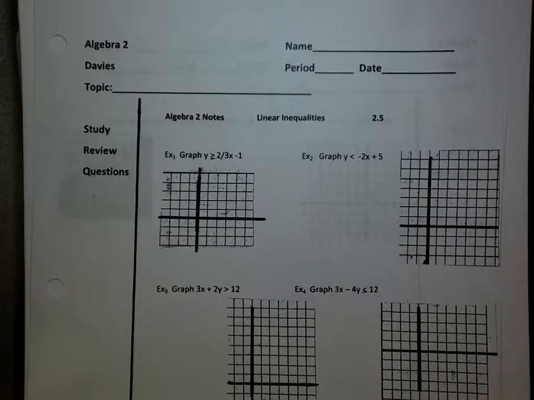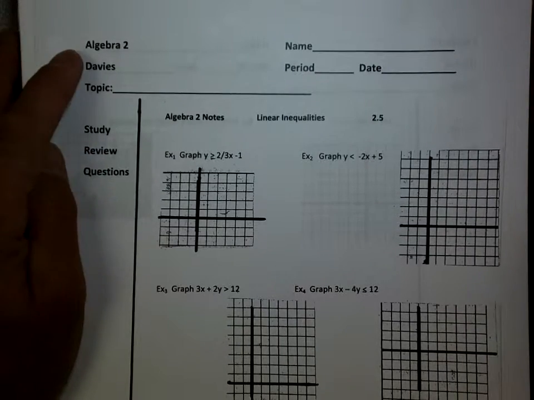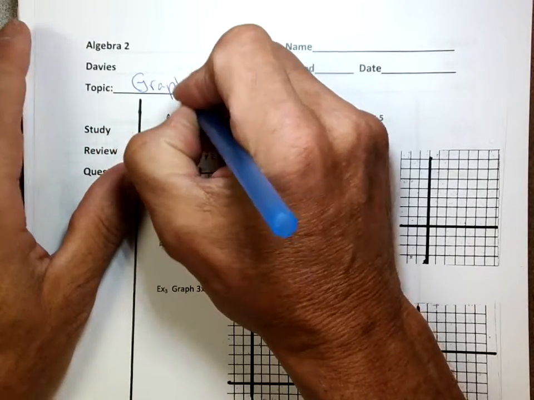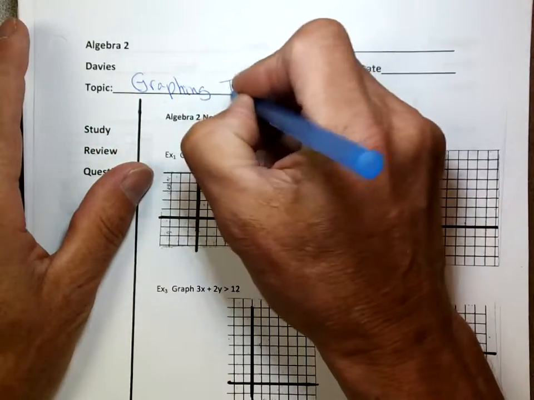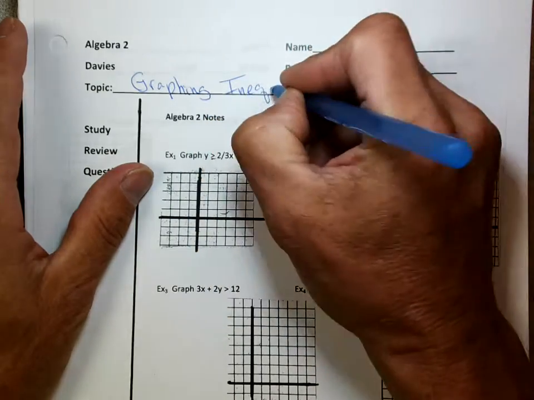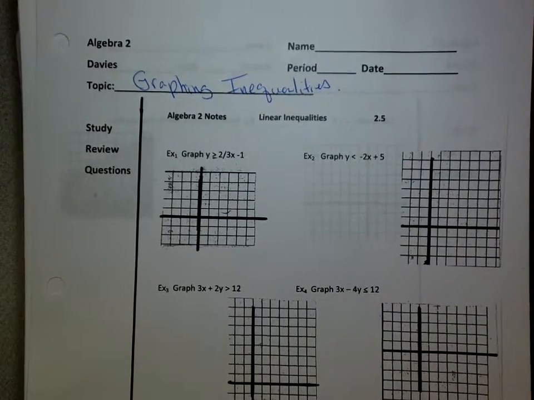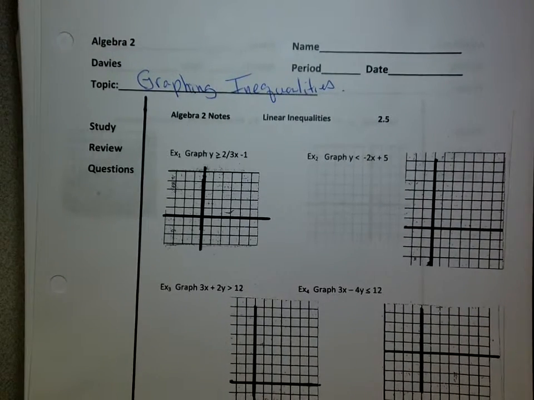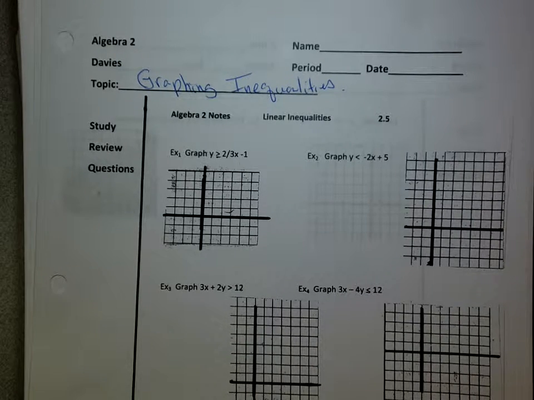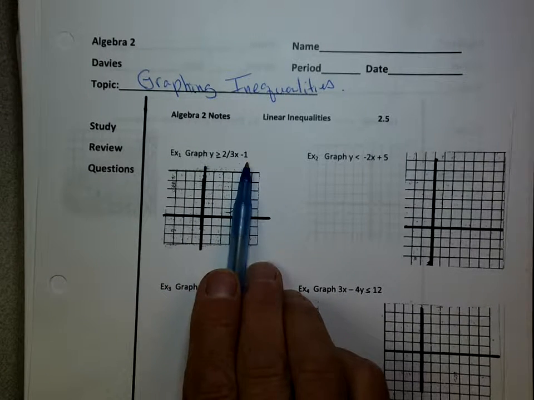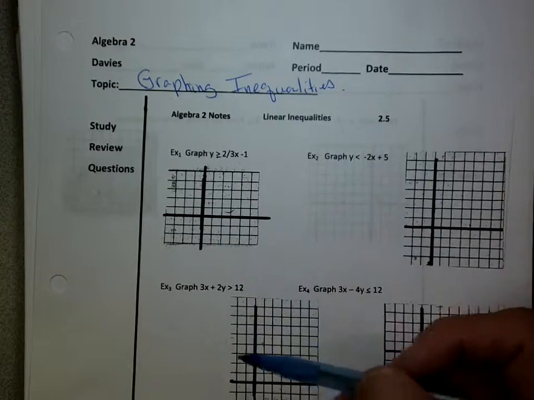So let's take a look at today's lesson, lesson 2.5. It has to do with graphing inequalities. The thing about graphing inequalities is we're going to shade. I don't know if you guys remember doing this in algebra. We're going to shade entire regions, and the reason is because there's many points that might be greater than 2/3 x minus 1. So let's first treat this like a regular problem.